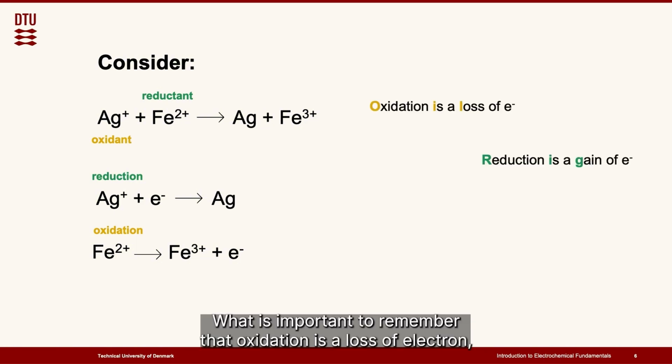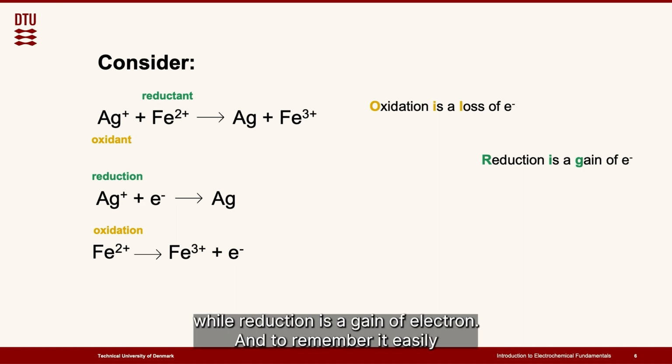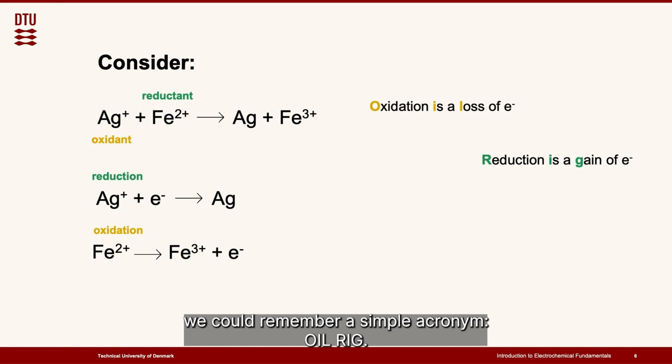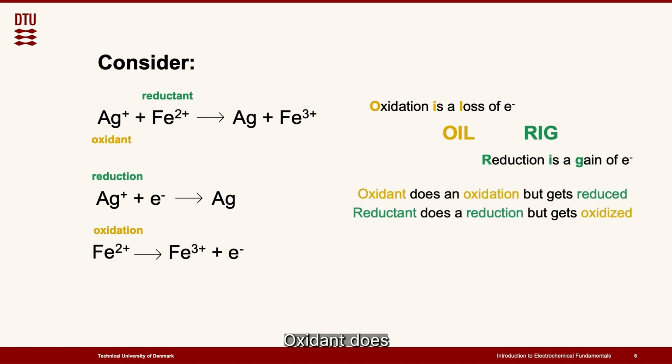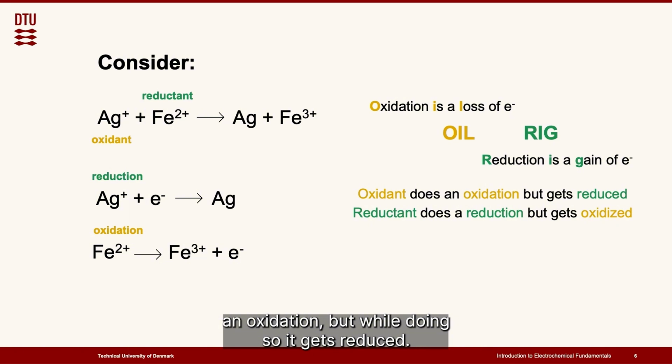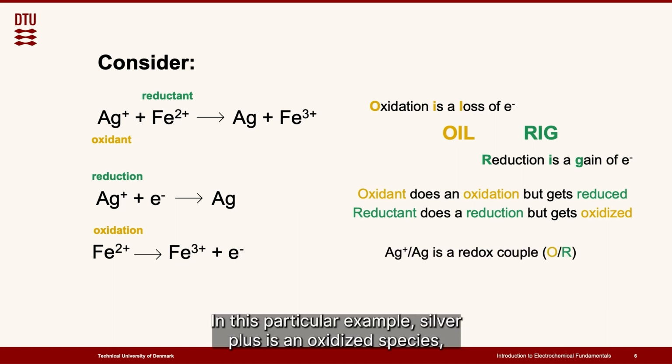What is important to remember is that oxidation is a loss of electrons, while reduction is a gain of electrons. To remember it easily, we could use a simple acronym: OIL RIG. Oxidation is loss, reduction is gain. An oxidant does an oxidation, but while doing so it gets reduced, while a reductant does a reduction, but gets oxidized. In this particular example, silver plus is the oxidized species, while metallic silver is the reduced species.